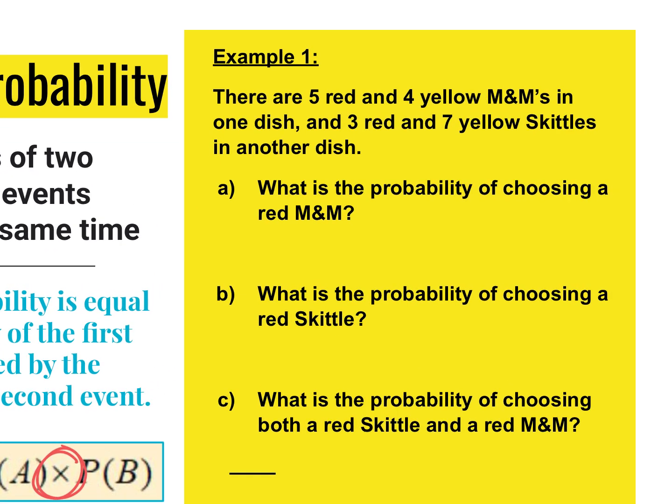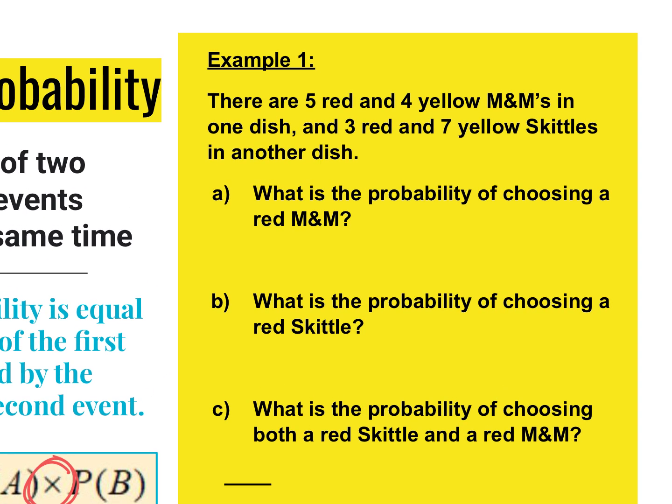When we were looking at this one, what is the probability of choosing a red M&M? Now, looking at our scenario, we're thinking about the probability of choosing a red. Well, if we want a red M&M, there are only 5 of those ones. We need to figure out how many total M&Ms are in this dish. It's 5 plus 4, so 9. That makes the probability of choosing a red 5 out of 9.